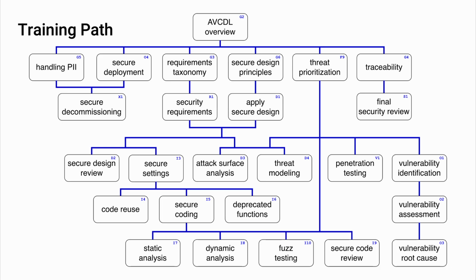This diagram shows the overall AVCDL training path. If you're taking this training, it's assumed that you've already completed the AVCDL overview training, and additionally that you've completed the requirements taxonomy, security requirements, secure design principles, apply secure design, threat prioritization, secure settings, secure coding, and fuzz testing overview trainings. This training will cover the fuzz testing established settings activity.